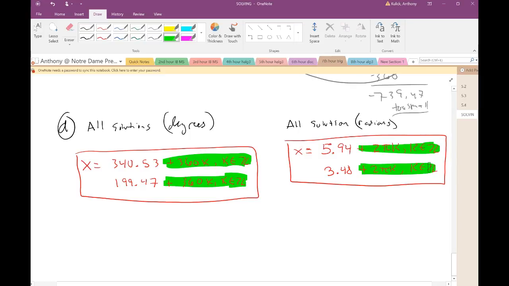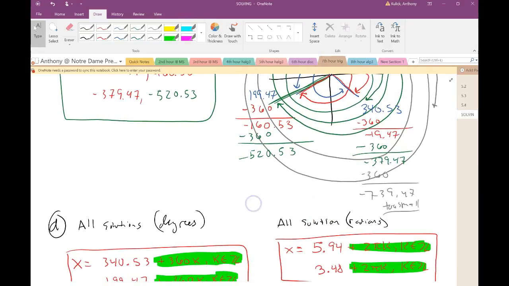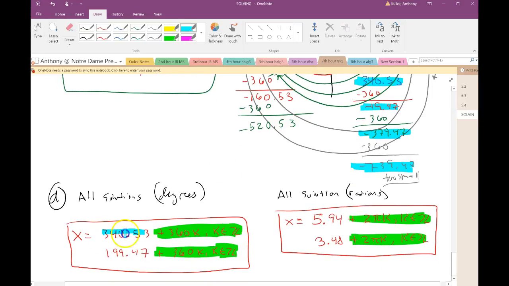Now, you might be asking, well, Mr. Kulik, we had a whole bunch of answers that we said were equivalent to 340, right? We had 340.53, and we had negative 19.47, and we had negative 379.47, and negative 739.47, and a bunch of other answers, right? What happens if I wrote negative 19.47 here instead of 360.53? Yeah, that's fine. Now, will that be the answer in the back of the book?